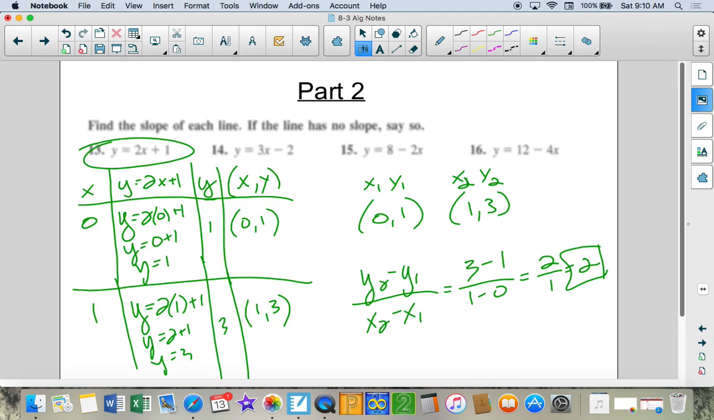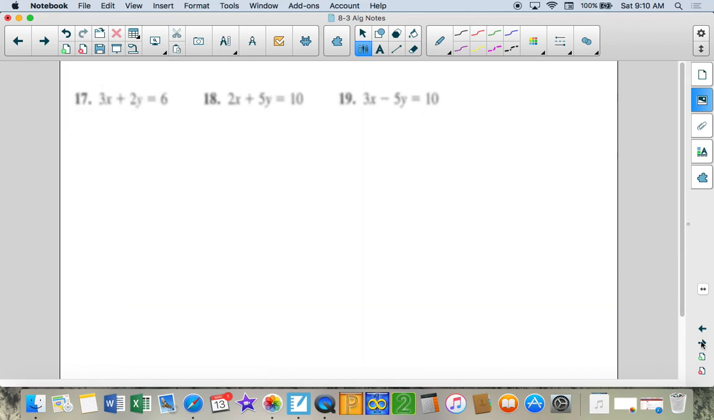So pretty easy. You're going to do the same thing for each of these equations, and you're going to plug in points, find 2 points, and then use the equation to figure it out. Same thing with these 3.